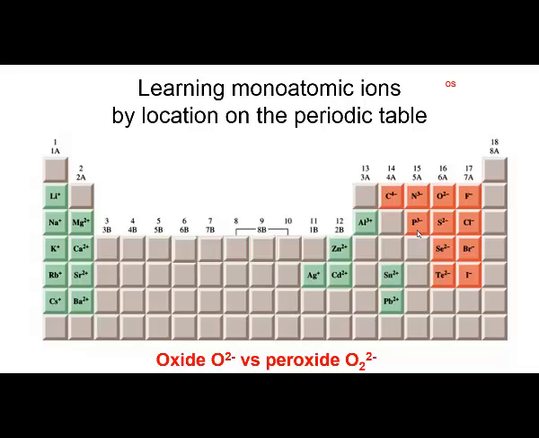Tin can form a +2 or +4. I want you to notice it's in the same group as lead, the same family, the same column. They form similar charged cations. So if you know one of them, you know the other one. So that's going to help you remember those two.